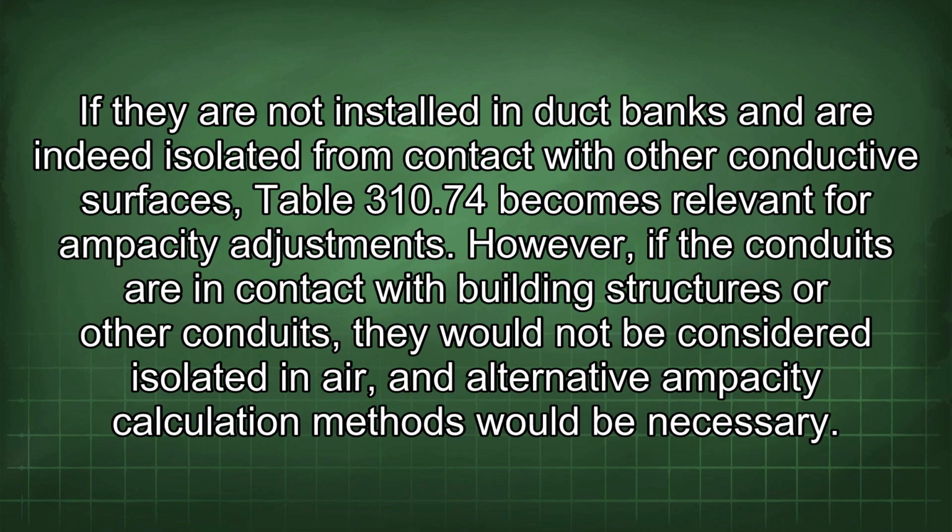If they are not installed in duct banks and are indeed isolated from contact with other conductive surfaces, Table 310.74 becomes relevant for ampacity adjustments. However, if the conduits are in contact with building structures or other conduits, they would not be considered isolated in air, and alternative ampacity calculation methods would be necessary.